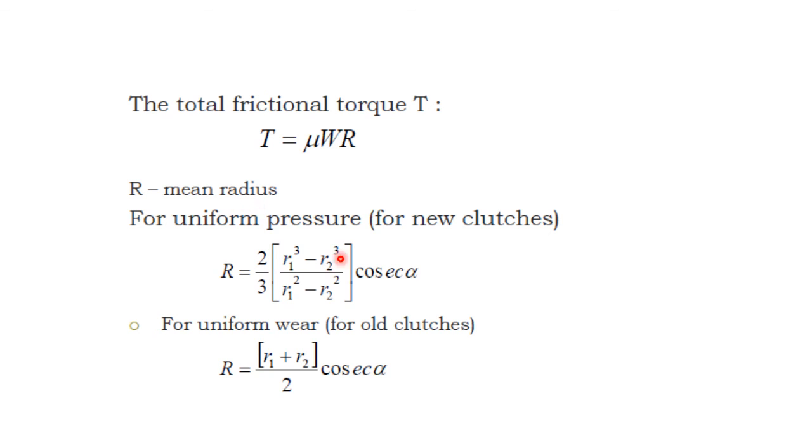According to the uniform pressure theory, the mean radius is equal to 2 by 3 times (R1 cube minus R2 cube) whole divided by (R1 square minus R2 square), multiplied by cosec alpha. According to the uniform wear theory, the mean radius is equal to (R1 plus R2) whole divided by 2, multiplied by cosec alpha. R1 is the outer radius, R2 is the inner radius.